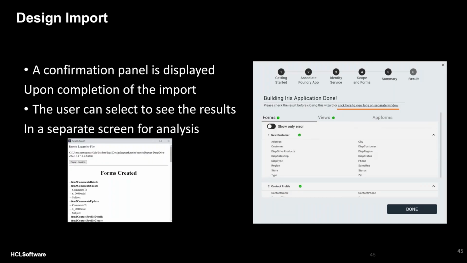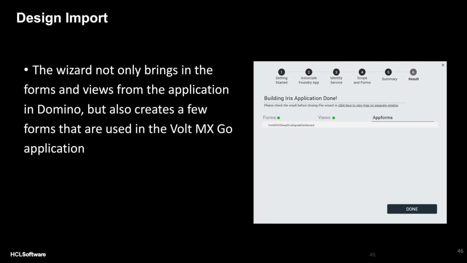Once the application is completed, you are presented with an application done screen, and you can see a synopsis of what you've built. You can see the forms, views, and the app forms. If there are any errors, you can look at those specifically on this screen. Also, you can open up an external view to go into more detail for analysis. We also create some application-specific forms here for navigation and other utilities that are used in the application.